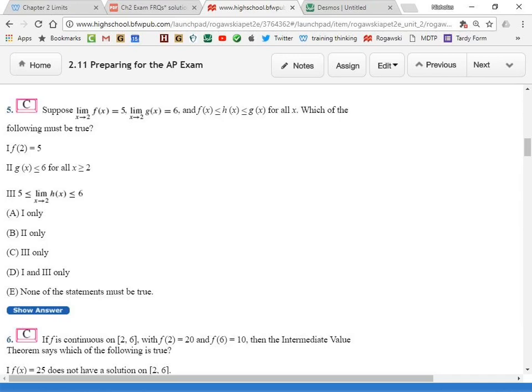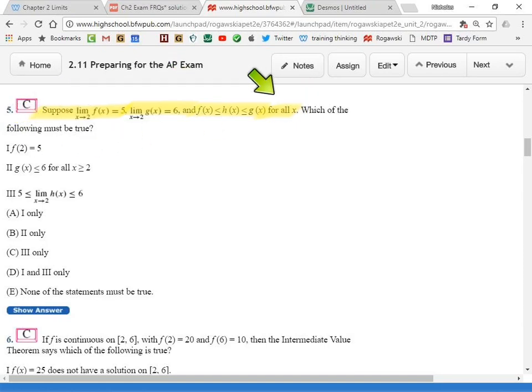Okay, let's read this next one. This one's kind of confusing at first. When I'm reading this, I see, suppose that the limit as x approaches 2 of f is 5. As we approach 2 for g, it's 6. And then we know this stuff. Now, this looks like sandwich theorem or squeeze theorem, because it's telling us that f is less than h, and g is greater than h for all x. So I'm thinking, are we going to be doing the squeeze theorem here? And then it says, which of the following must be true?